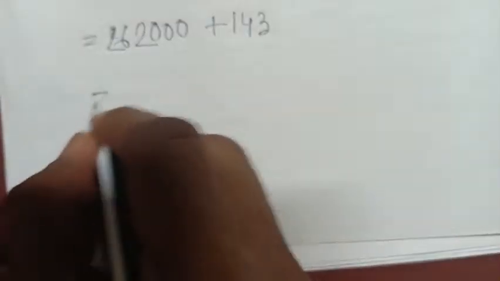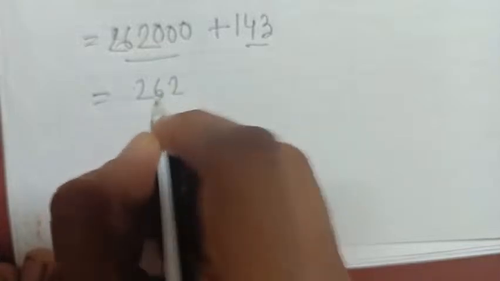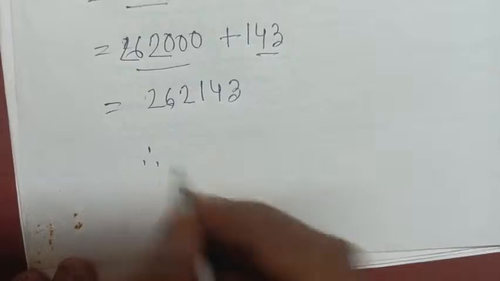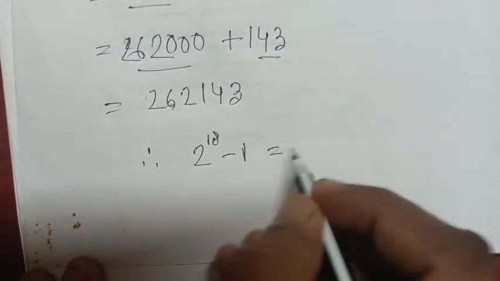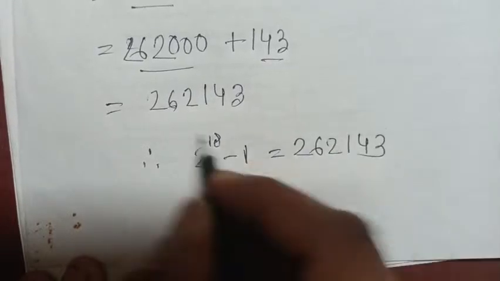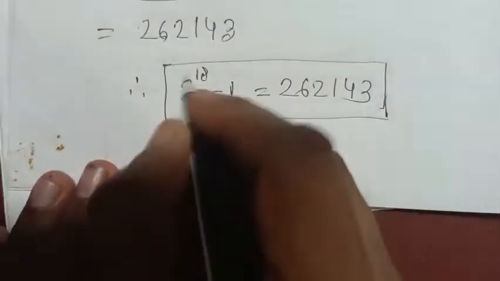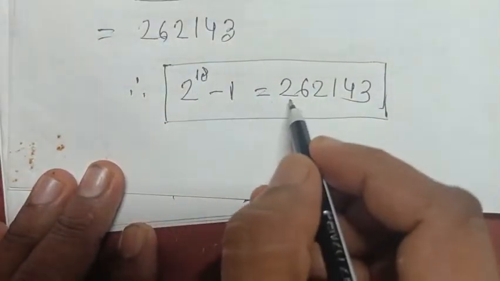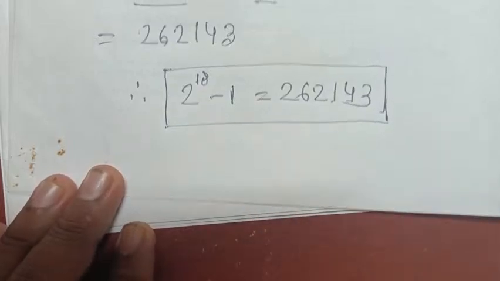So now if we add this to 1, we get 2, 6, 2, 143. So we can write 2 to the power 18 minus 1 is equal to 262,143. So we have simplified the value of 2 to the power 18 minus 1, which is equal to 262,143, without using any calculator.